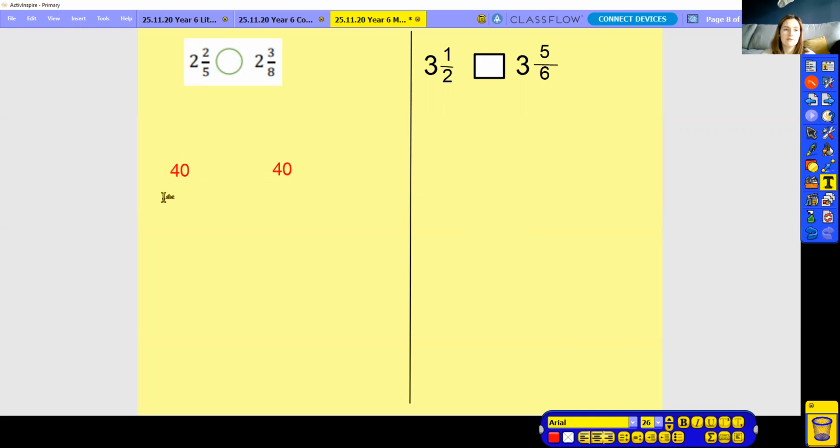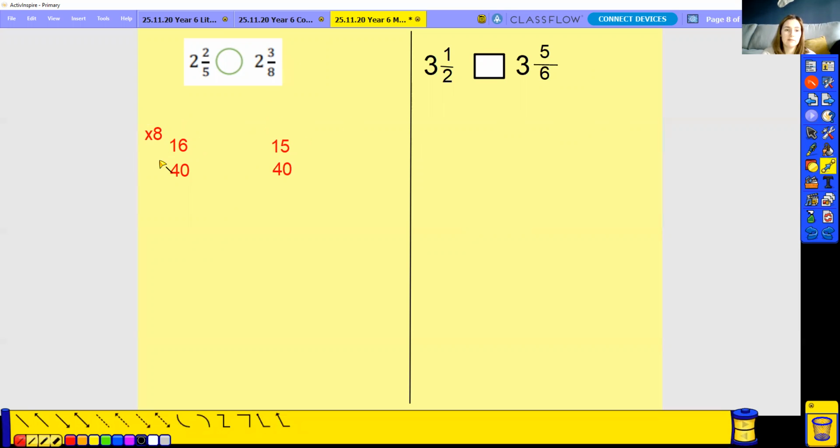So to get from 5 to 40, we times by 8. So we're timesing it by 8, so we need to do the same to the numerator. So 2 times 8 is 16. So we've got 16/40. And then this one here, we're timesing the 8 by 5. So we times 3 by 5, which gives us 15. So we've got 15/40. So obviously the whole numbers are both the same. And then the two fractions, we've got 16/40 and we've got 15/40. So the largest one is, of course, 16/40, which is this one, 2 and 2/5.